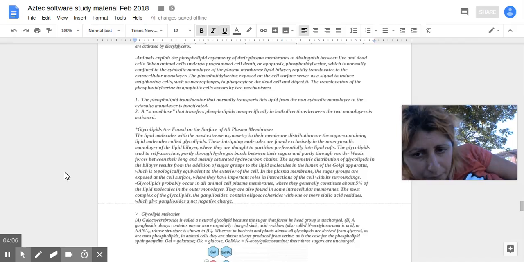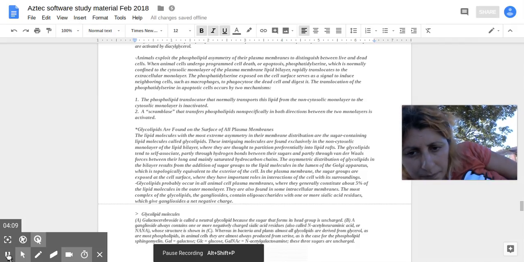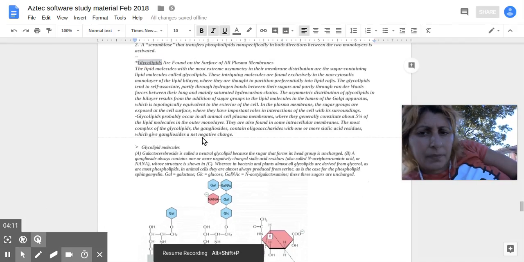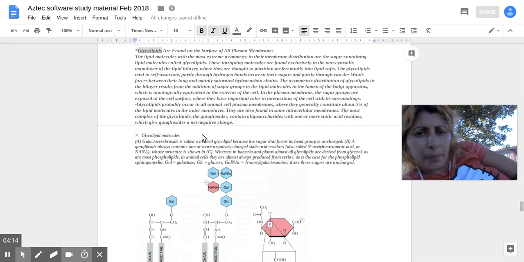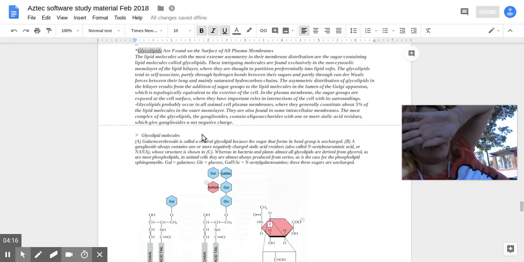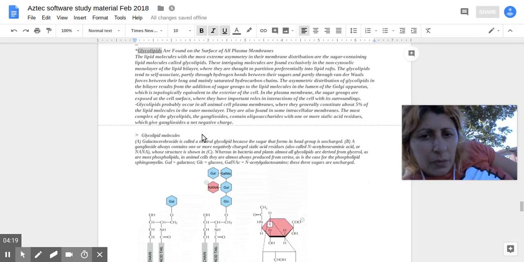Glycolipids are molecules found in the plasma membrane. The lipid molecules with the most extreme asymmetry in their membrane distribution are the sugar-containing lipid molecules called glycolipids. These intriguing molecules are found exclusively in the non-cytosolic monolayer of the lipid bilayer, where they're thought to partition preferentially into lipid rafts, which we mentioned earlier.